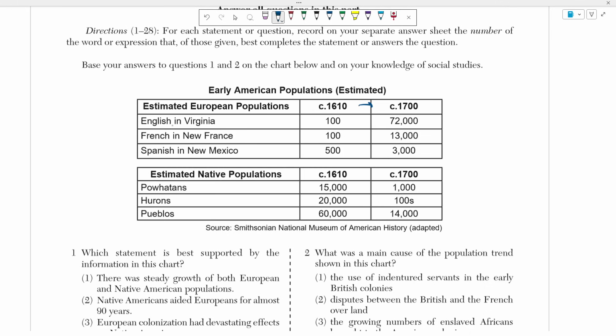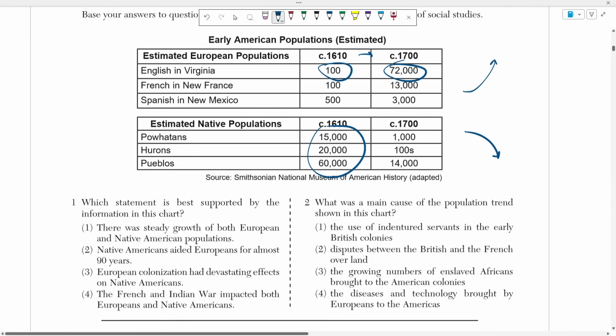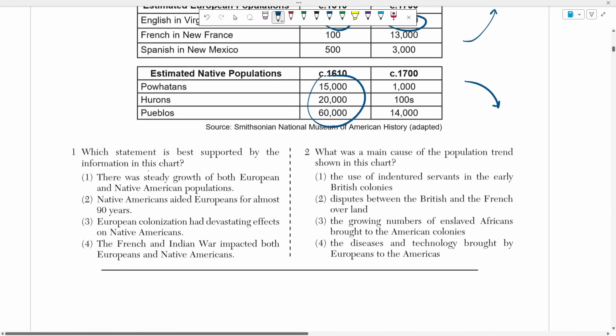Exponentially, right? So, for example, the English in Virginia started off with only 100 people, but by the 1700s, they had 72,000 people. That's a crazy increase. And that increase is true for the French and Spanish, so their population skyrocketed. Meanwhile, the native population in the year 1610 started off with very large numbers, but by the 1700s, their numbers heavily decreased, right? So they had the increase in the population of Europeans and the decrease in the population of Native Americans. So which statement is best supported by the information in this chart?